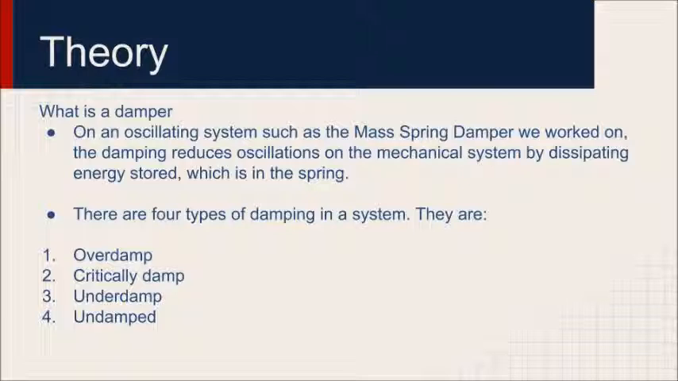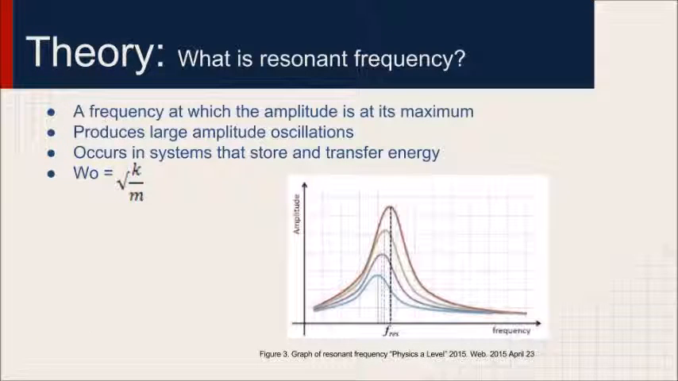Overdamping returns the system to equilibrium by exponential decay. Critical damping returns it as quickly as possible without an oscillation. Underdamping is when the system oscillates with the amplitude gradually decreasing to 0. And undamping, of course, is when the system keeps oscillating at a resonant frequency. You can determine the type of damping from the transfer function.